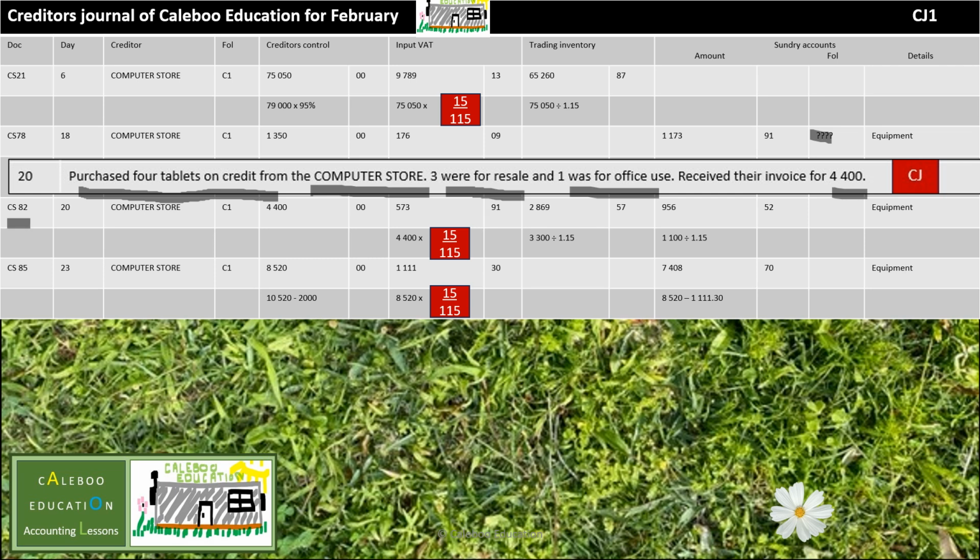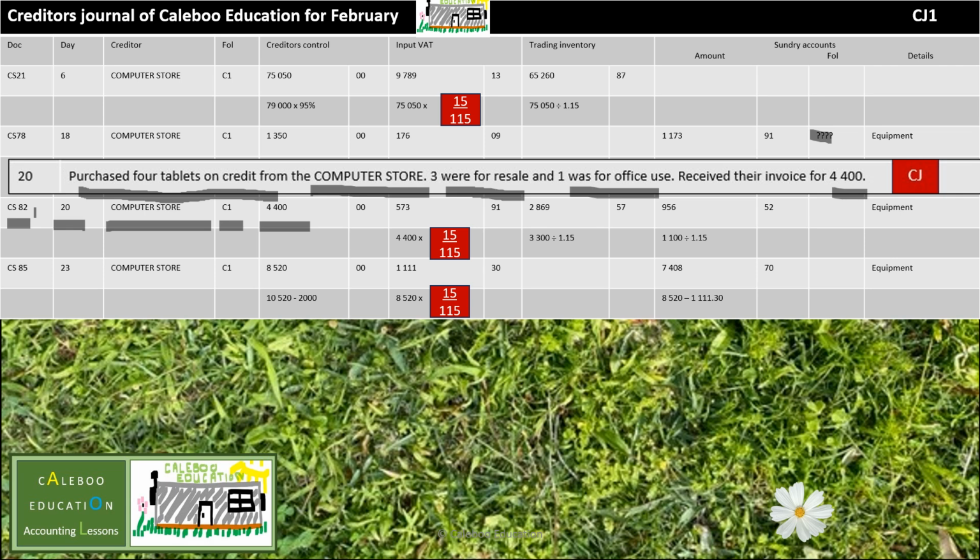We record the document number. The transaction took place on the 20th. You must record the document number. If you're doing a test, remember, these entries all could be marks. So do it accurately and well. Right, the creditor was the computer store. The creditor's reference is C1, creditor number 1. We get that information from the creditors ledger. Another 4,400 is owed to our creditors.